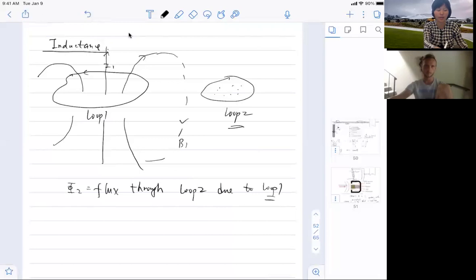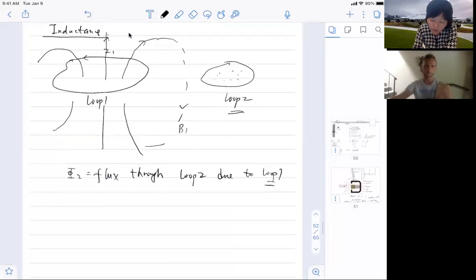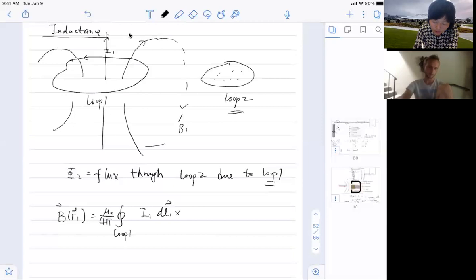So I'm going to define this quantity. And how much B field is produced by loop one? Well, that can be calculated using Biot-Savart. We can't really do the calculation, but we can set it up. So loop one produces a B field. This will be where your source is, and the location of loop two is where your field is.